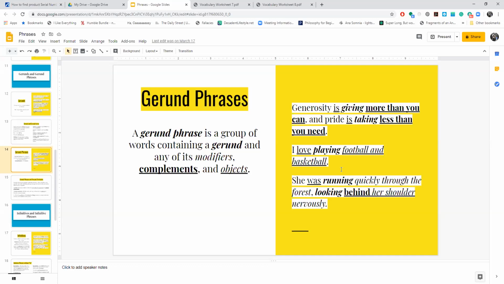The next part, looking behind her shoulder nervously. Looking here is another gerund phrase, or looking is another gerund. The phrase is looking behind her shoulder nervously. Behind, we have a preposition, so looking here is the object of the preposition behind her shoulder nervously.